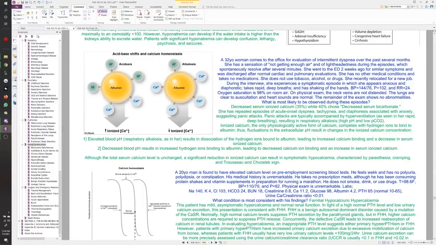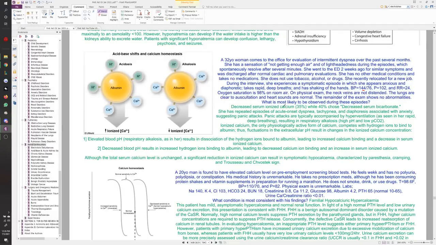During the interview, she experiences a symptomatic episode in which she appears anxious and diaphoretic, takes rapid breaths. So basically we're talking about a panic attack, right? Shaking in the hands and anxiety. Blood pressure is looking high, pulse is fast, respiratory rate, oxygen saturation look okay. Physical exam, the neck veins are not distended, so there's no volume overload. Lungs are clear, heart sounds are normal, the remainder of the exam is normal. What is most likely to be observed during these episodes?